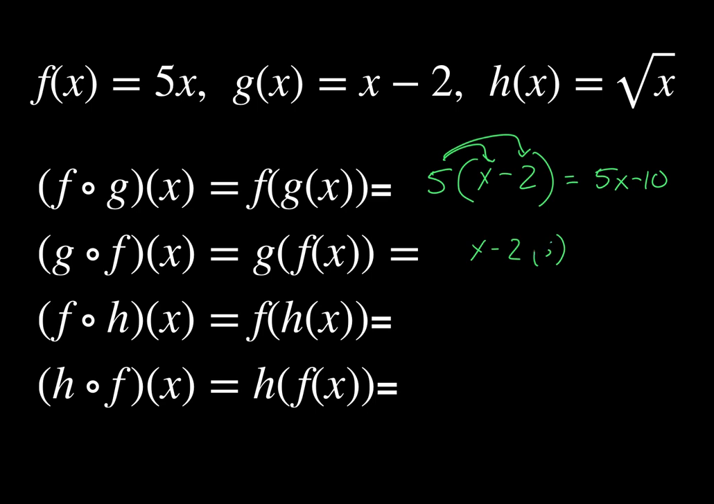Would it just be negative 2 times 5x? Would it be 5x minus 2? It would be 5x minus 2, which would be correct. Because this x gets replaced with the f function. So instead of x, it's now 5x. That's simplified, all that can be, so it stays 5x minus 2.